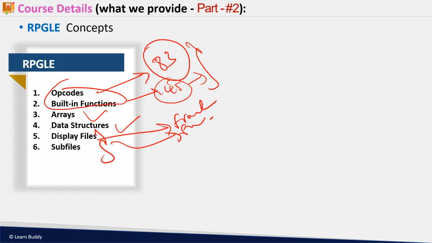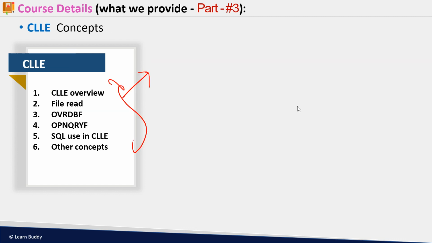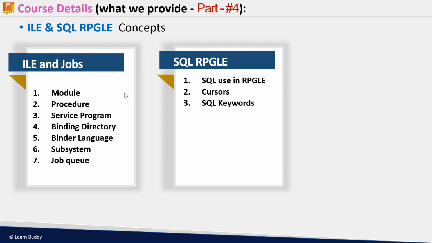And then we'll discuss CLLE. CLLE is another programming language; there are two, RPGLE and CLLE. Out of 100, about 80 percent use RPGLE, and somewhere around 20 percent use CLLE. There are some clients, projects or applications built like this. So what is CLLE, and what can we do in CLLE which we cannot do in RPGLE? What are the advantages of CLLE? Since we have RPGLE, why do we need CLLE? All those things we'll discuss in the CLLE part.